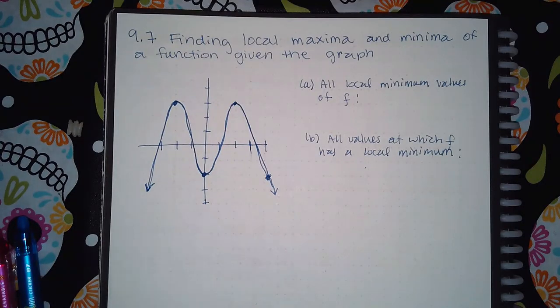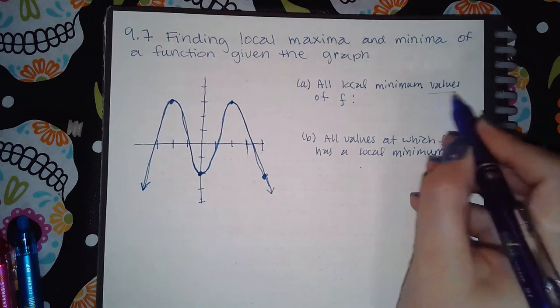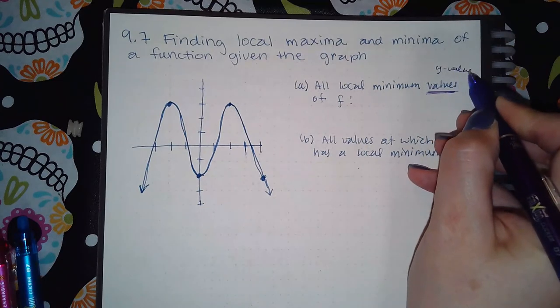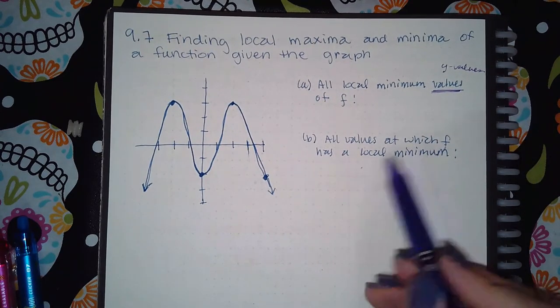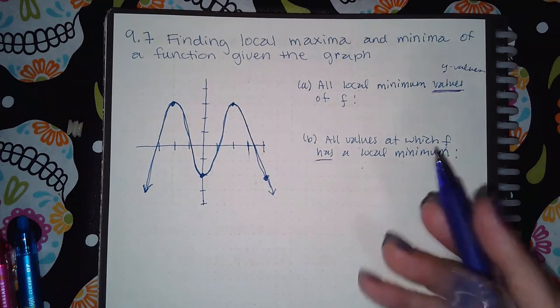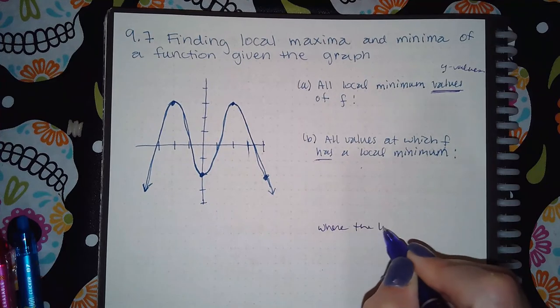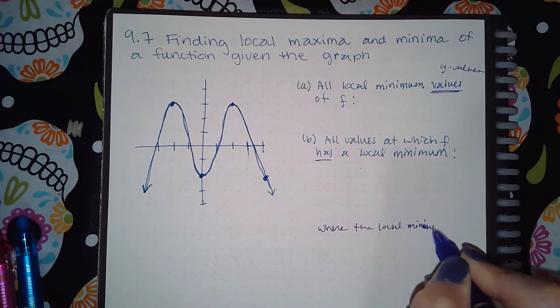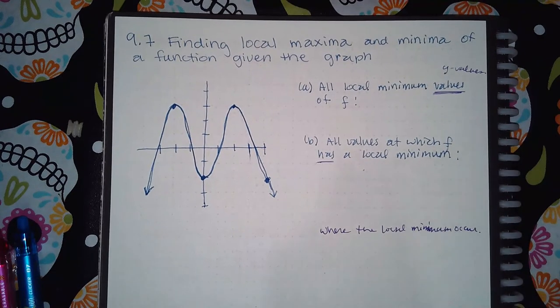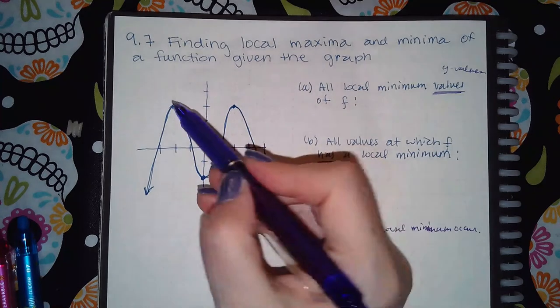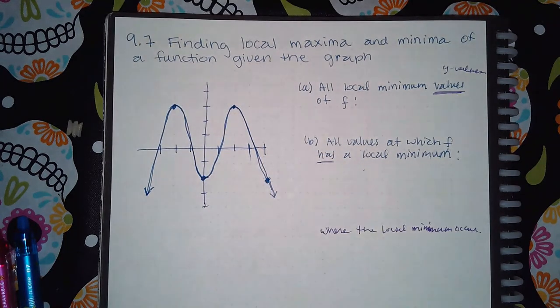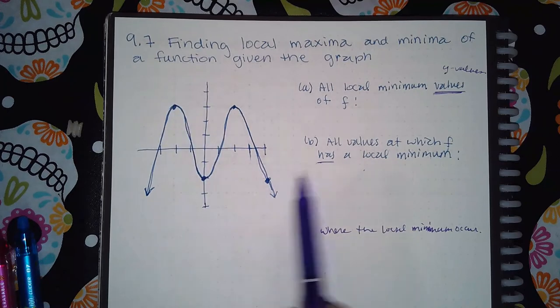Here we have 9.7, finding a local maxima or minimum of a function given the graph. You have to be careful because there's two things about a maximum and minimum. There's the maximum and minimum values, which are y values, and then there are the values at which the local minimum occurs. So the max or min is actually the y value, because it's the highest or the lowest y value that you're looking at to determine maximum or minimum. But then you want to know where on the graph is that maximum or minimum.